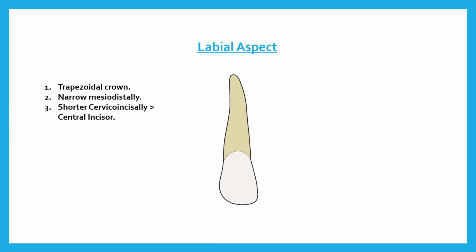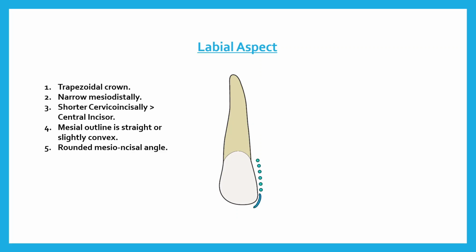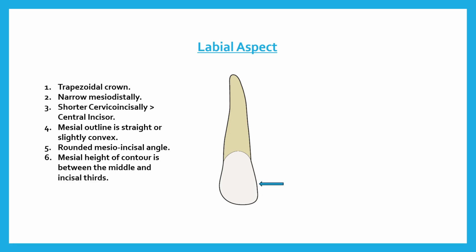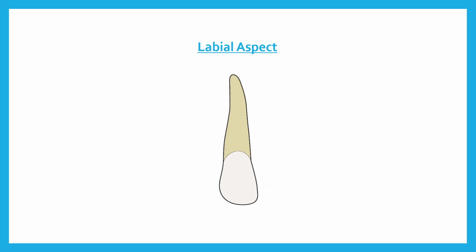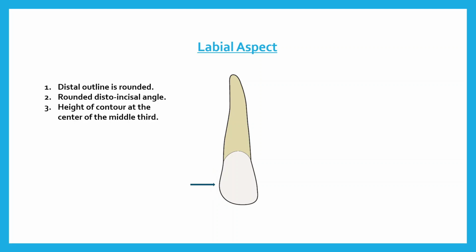The mesial outline of the crown resembles that of the maxillary central incisor, with a more rounded mesio-incisal angle, and the crest of curvature mesially is usually at the junction of the middle and incisal thirds. The distal outline of the crown is always more rounded than that of the maxillary central incisor, and the crest of curvature is more cervical, usually at the center of the middle third. The height of contour tends to go more cervically the further we go posteriorly.